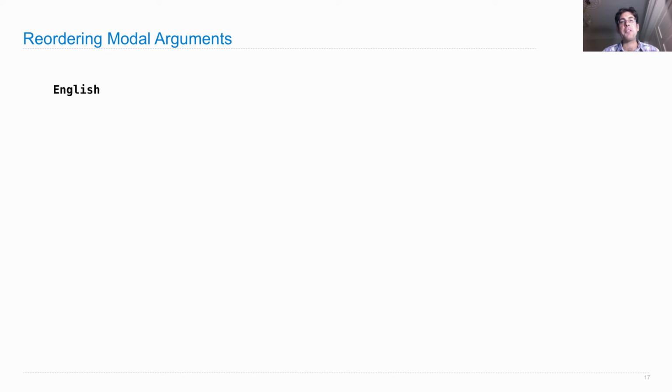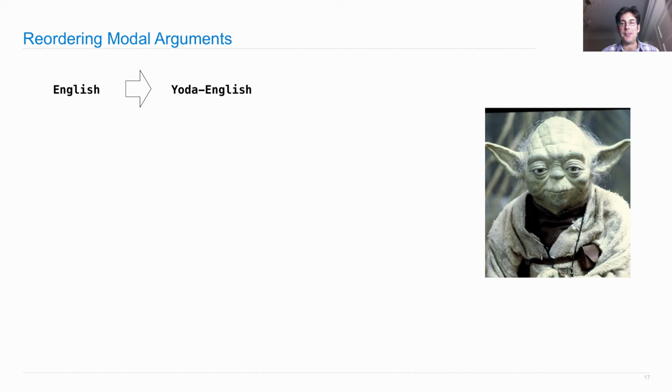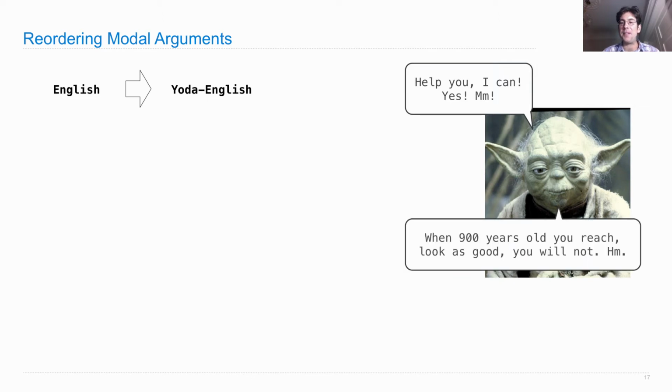Well, if we wanted to translate English into Yoda English. Remember Yoda? Yoda says things like, "Help you I can. Yes. Or when 900 years old you reach, look as good, you will not." So it turns out that Yoda doesn't have full syntactic regularity of his sentences. He just does various different things in order to make himself sound so cool.